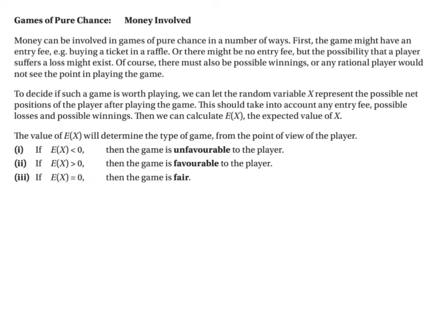Now, really important, when you're trying to work out the expectation of x, you should always take into account any entry fee and possible losses and possible winnings. That's the way we work out the expectation of x, and I'm going to show you how that works in the next slide. So remember, we always take into account an entry fee or a game fee, or anything that we have to pay into the game, so that we can then work out the expectation of x.